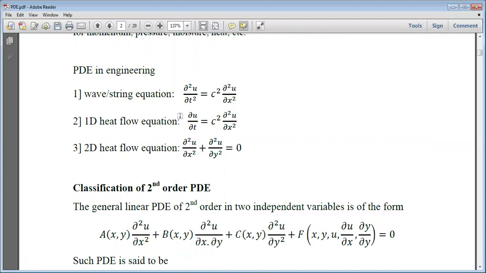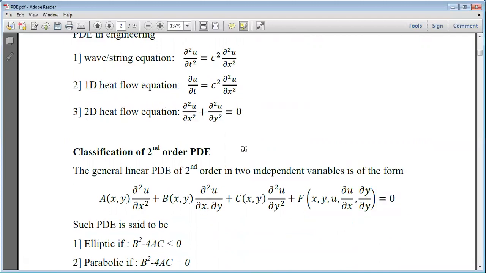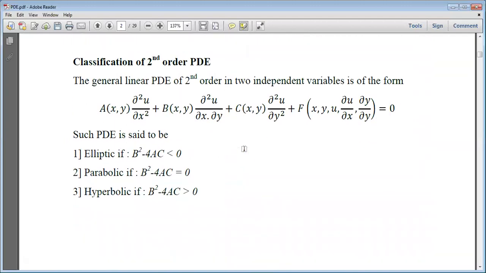The 1D heat flow equation is du/dt = c² d²u/dx². Two-dimensional heat flow is d²u/dx² + d²u/dy² = 0. Now let us see the classification of partial differential equations.